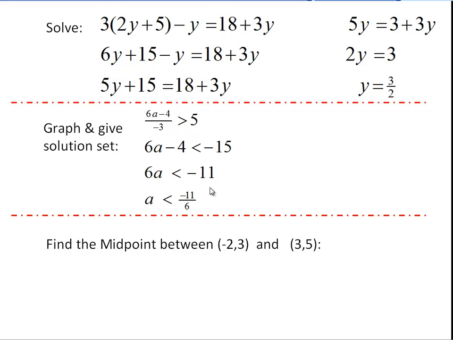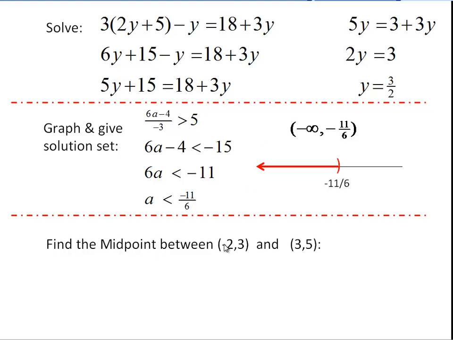Okay, with interval notation, less than, so we're starting on this side, smaller than negative 11 over 6, so it's from negative infinity to negative 11 over 6. Since this is not equal, it gets a parentheses. Infinity always gets a parentheses. Then you can just take this and put it on a number line. Your negative 11 over 6 gets your parentheses, and you're moving smaller toward negative infinity.